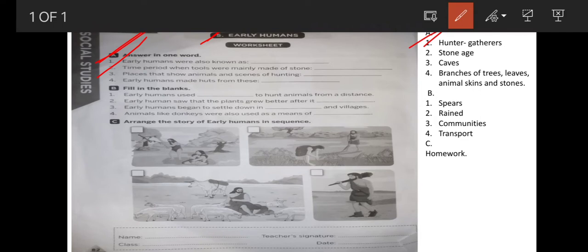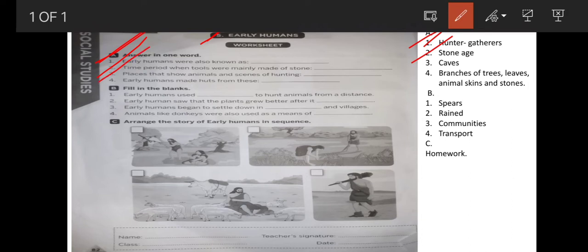2. Time period when tools were mainly made of stone. That time period was known as Stone Age. Why was that time period known as Stone Age? Because the early humans used tools which were made of stone. That's the reason that time period was known as Stone Age.